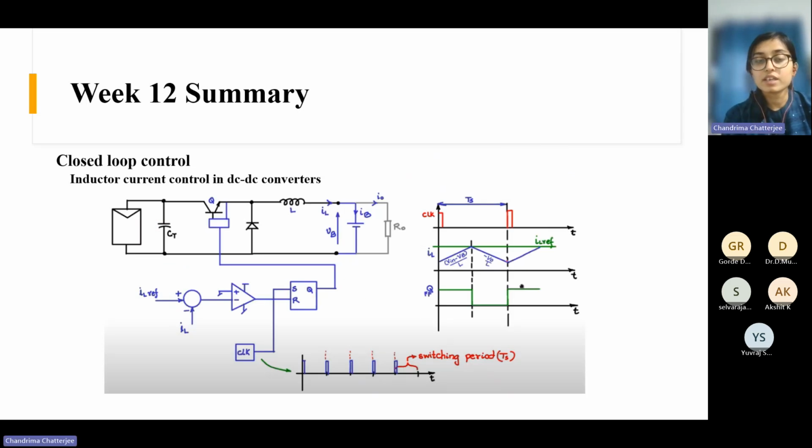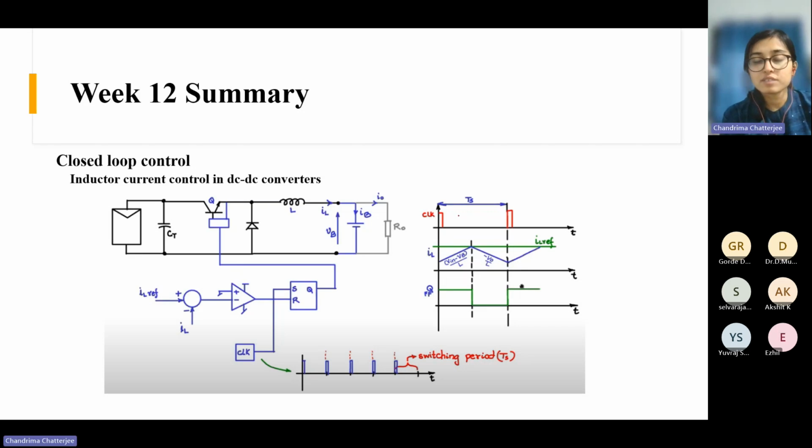So again, we have taken the example of a buck converter. Here we have a photovoltaic cell, and then we have a BJT here, then this inductor, and then we have a battery here. Or there may be some other load also. Anyway, it looks like this.